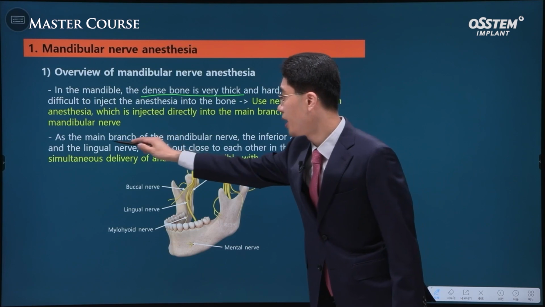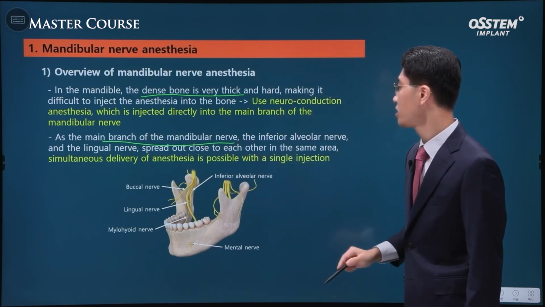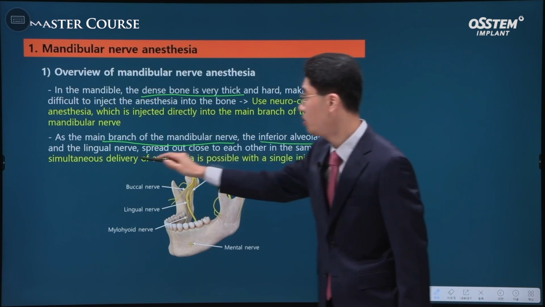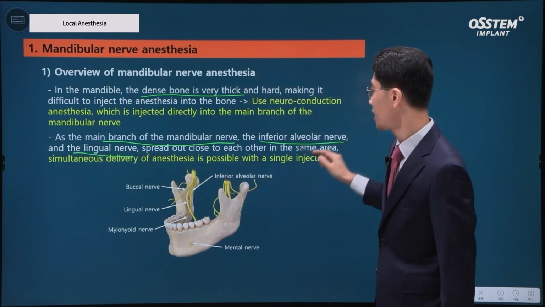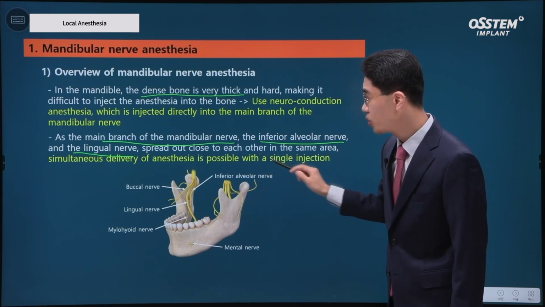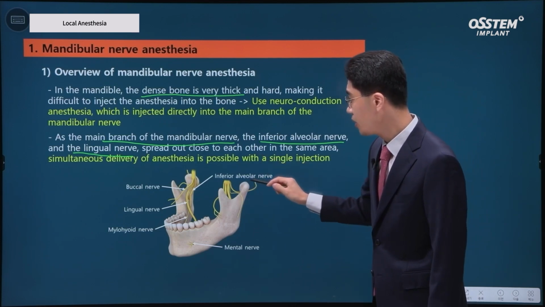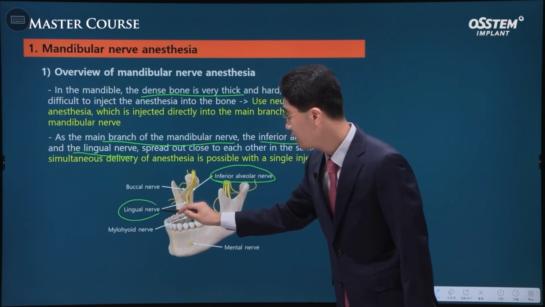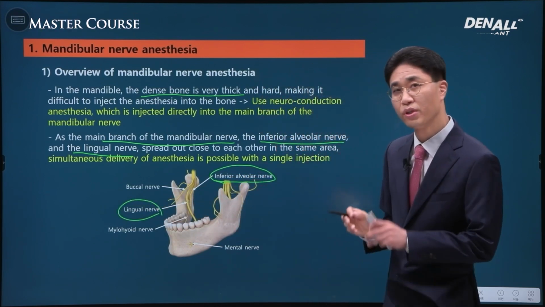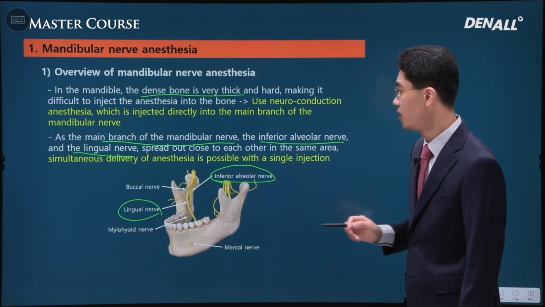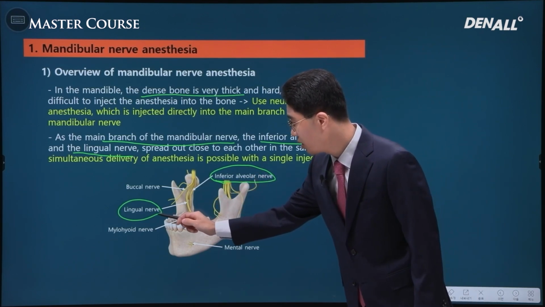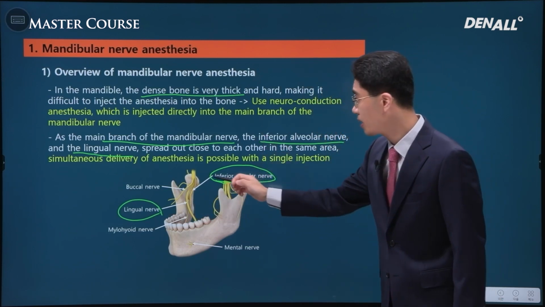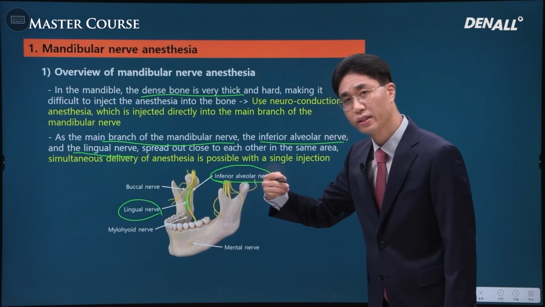Let's look at the main branches of the mandibular nerve. As we all know, there's the lingual nerve and the inferior alveolar nerve. If you take a closer look at the image, the inferior alveolar nerve and lingual nerve form a branch at a similar point. To be more specific, the lingual nerve runs slightly more to the front compared with the alveolar nerve, and it runs more towards the inner surface.